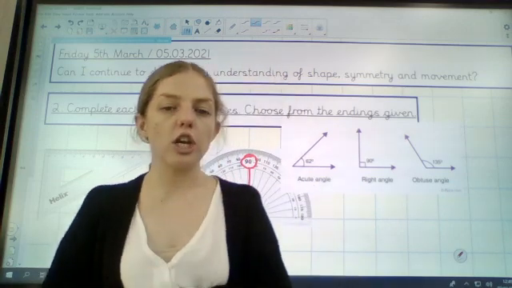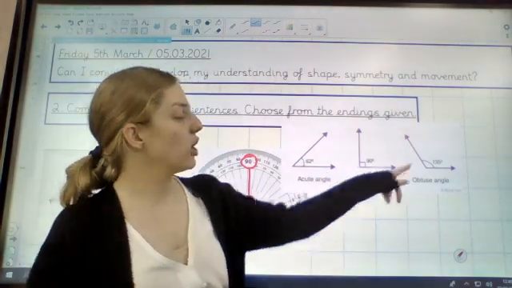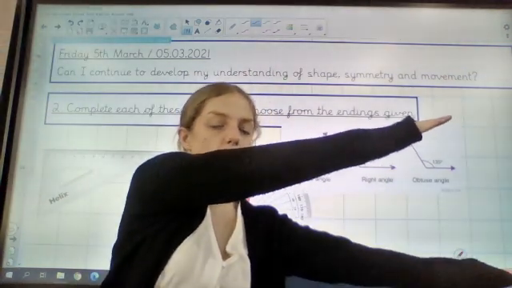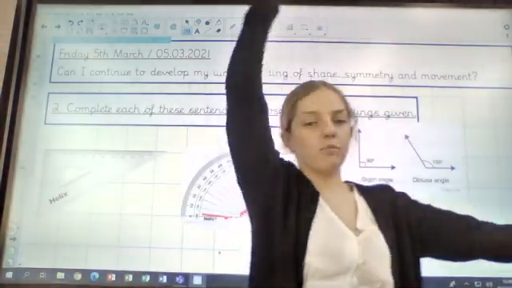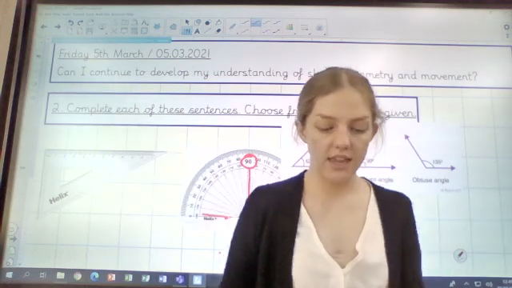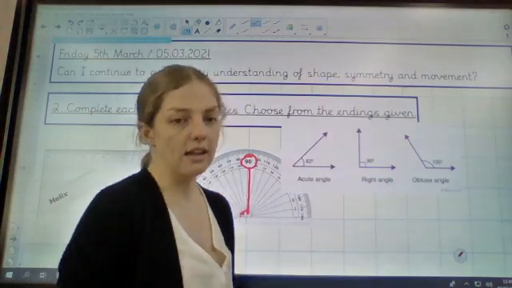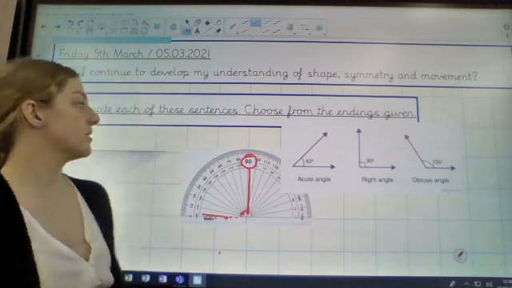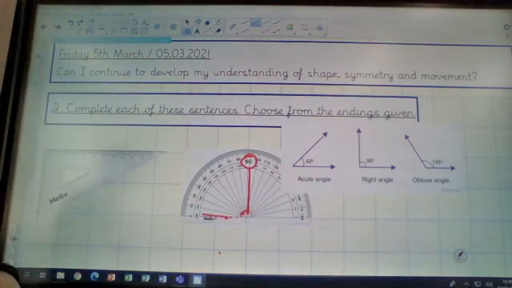And the last two are looking at an acute and an obtuse angle. So remember, an acute angle is smaller than 90 degrees and an obtuse angle is greater than 90 degrees. Okay, so have a think which sentences go with which statements, and that's all you're doing for today.